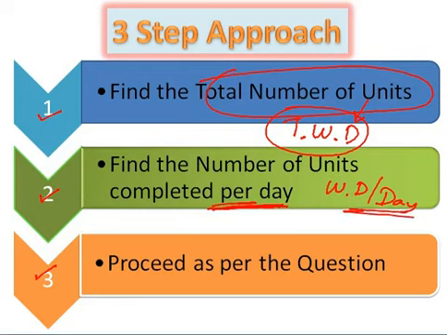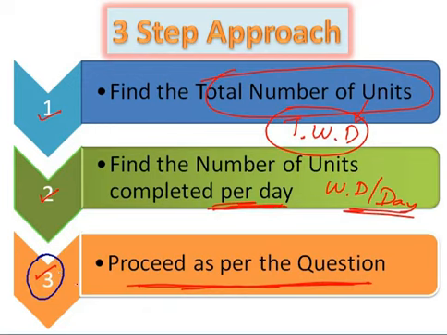That's all. And as you can see, the third step is a very simple step. Proceed as per the question. So what does this proceed as per the question mean? As we know, we are going to solve a lot of questions on time and work, and each and every question will have a different third step. So according to the question, we'll just modify step number 3. If you look back at steps 1 and 2, those two are default steps.